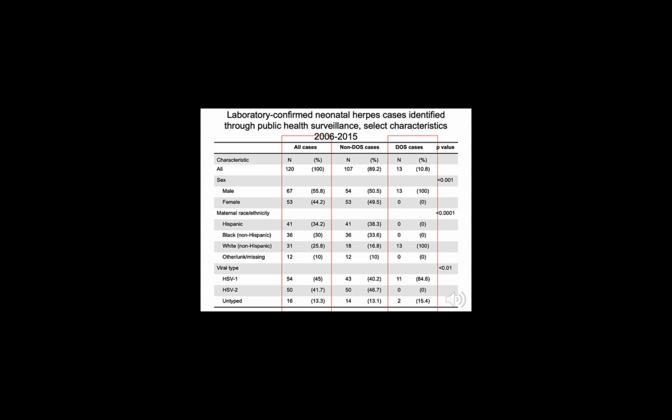But I want to also call your attention to the column on the far right. These are the cases following ritual Jewish circumcision, which I will be speaking about in more detail. But I want to point out here that between 2006 and 2015 specifically, there were 13 such cases. They were all male, 13%. Not surprising, because circumcision obviously is a male infant procedure. They were 100% white, non-Hispanic, and 85% of them were herpes type 1. And those that weren't herpes type 1 were untyped.